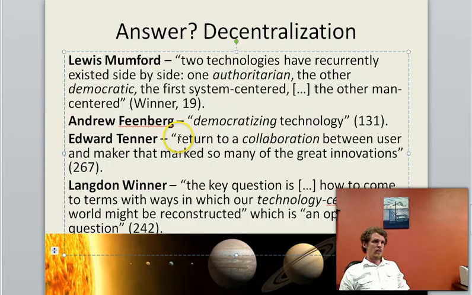Here's Edward Tenner. We need to have a return to a collaboration between user and maker that marks so many of the great innovations. User and maker. And how do we do that? How do we connect these two people together? Through a collaboration. A collaboration is a conversation between two people. A better word would possibly be a monologue versus a dialogue, which is the way of conceptualizing it. A dialogue means that two people are equals and they are having a back and forth inter-exchange. A monologue is where one person is in power, the other person does not have power, and there is a one-way transmission of information. A monologue. Somebody is talking, the other person is listening.